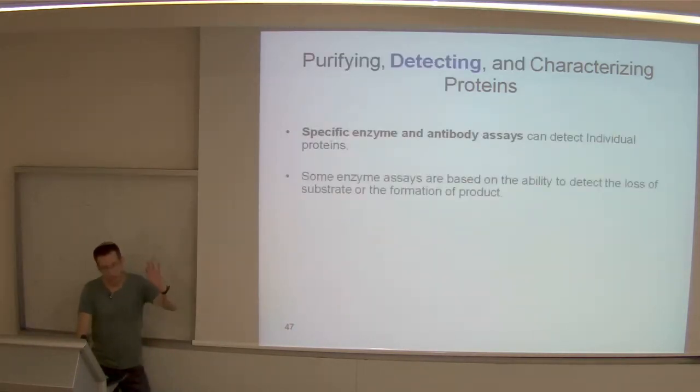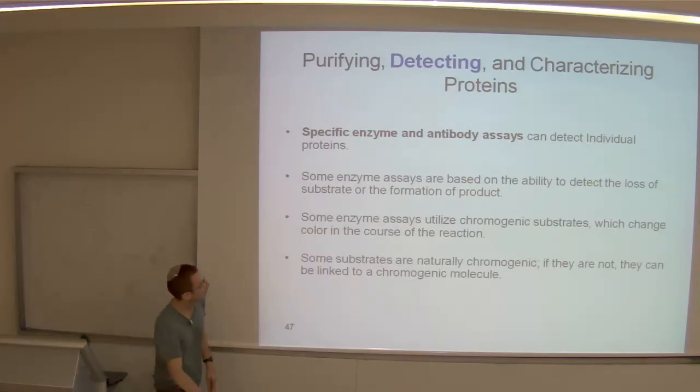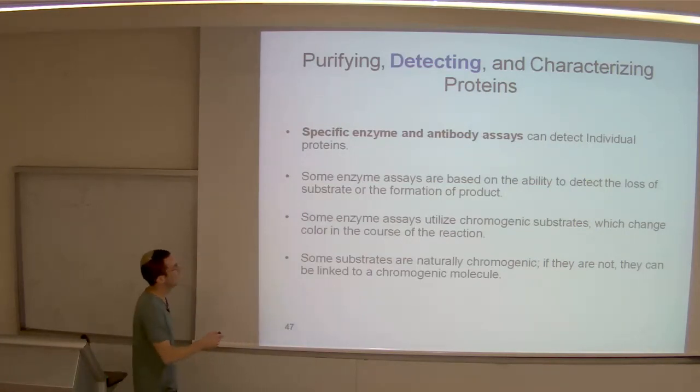Okay, so these were the methods of separation using columns, what we call liquid chromatography. In addition, we have some specific enzyme and antibody assays that can detect individual proteins. And here, we usually detect proteins not directly by measuring how many proteins we have, but for instance, if we're looking for an enzyme, we can measure how much enzyme we have in the test tube. For instance, we can measure the loss of its substrate or the formation of its product.